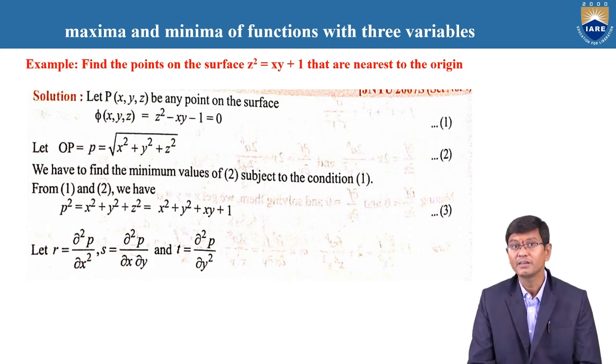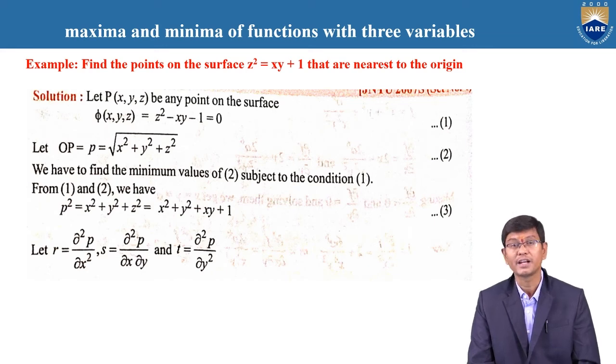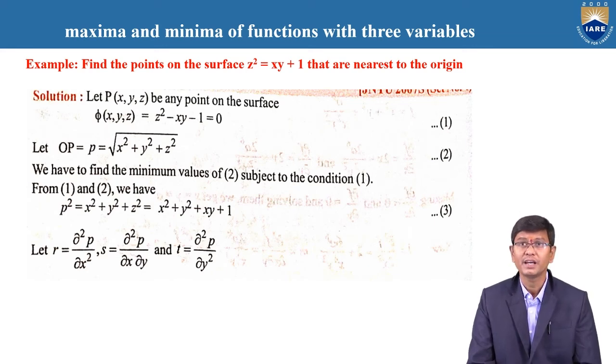That means here we are going to follow the help of converting into two variables. But here, z square is equal to xy plus 1 is given directly, but we need to find out what the one other equation is. That equation is obtained from the nearest point to the origin.